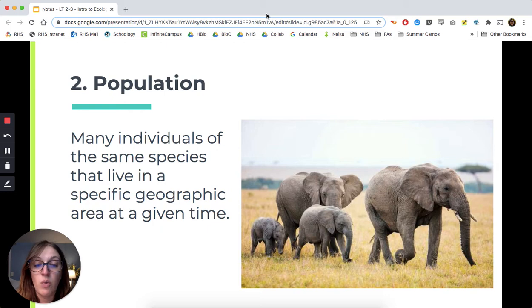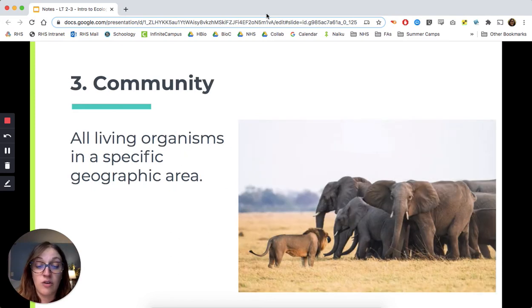So there might be one population of elephants on a part of the savanna over here, and there might be a different population of elephants on a different part of the savanna. 2 different populations of elephants. If we were to talk about the elephants and the grass that they eat, or the lions that they share the savanna with, that would be community. All living organisms in a specific geographic area.